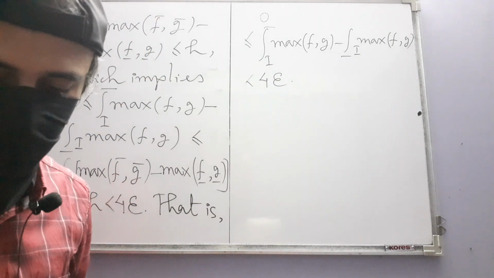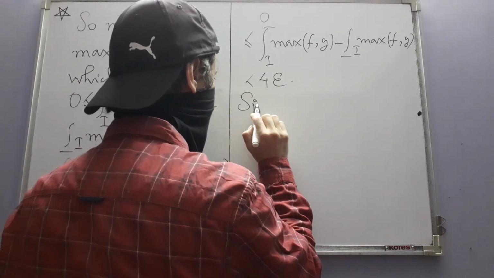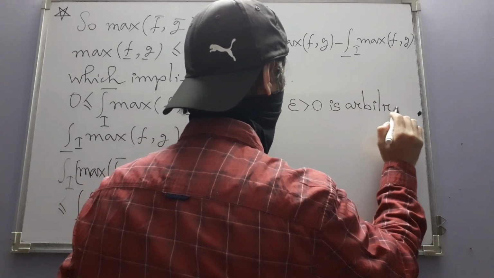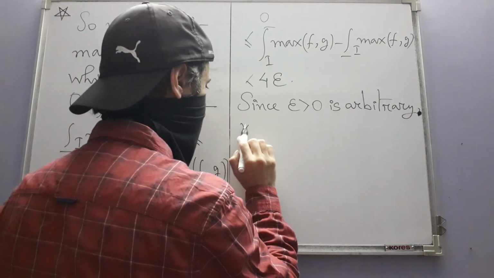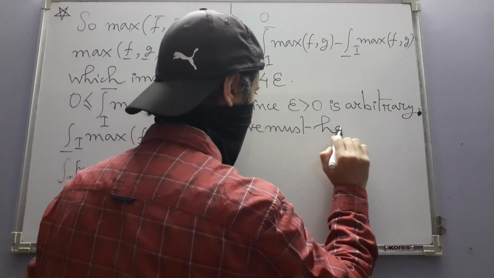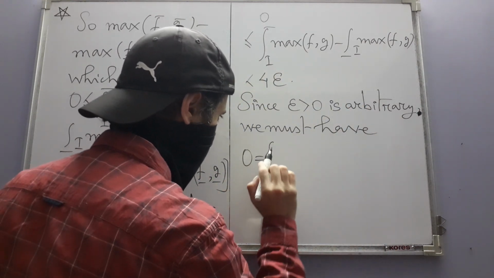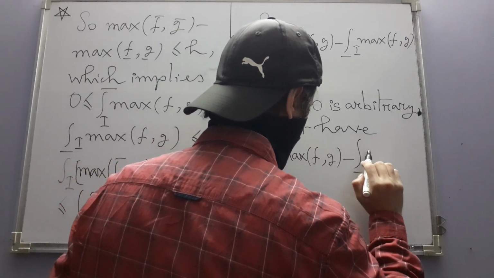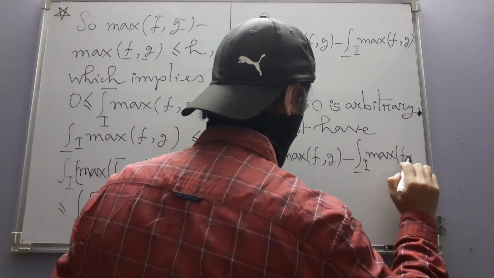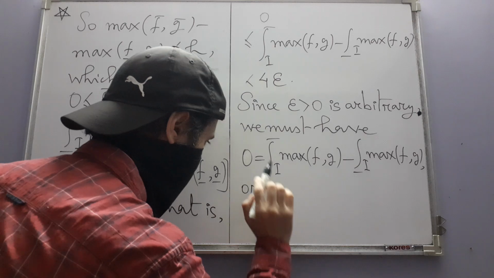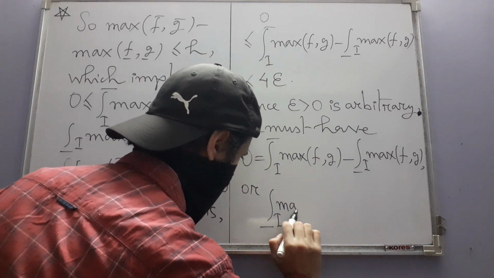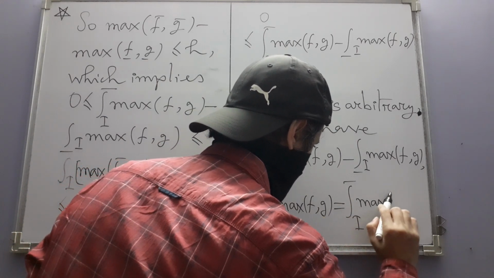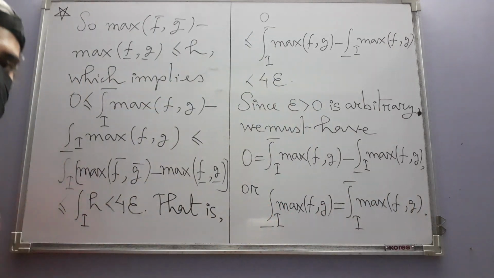Instead of writing all these things, we simply write, since epsilon, which is positive, is arbitrary, we must have this. Or lower integral must be equal to upper integral. And that's why max is Riemann integrable.